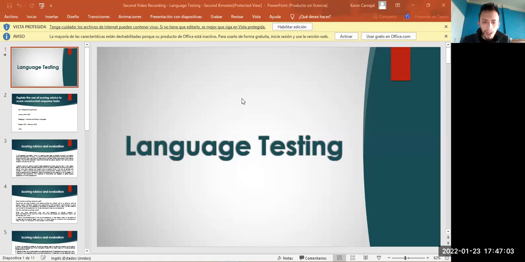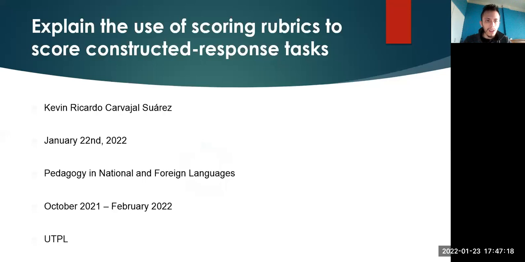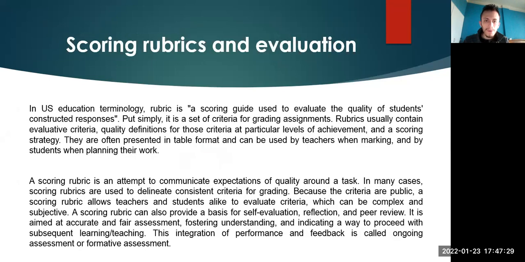Okay, language testing. Testing. The name of the subject. So the topic is explain the use of scoring rubrics to score constructive response tasks. So now I'm going to start scoring rubrics and evaluation.